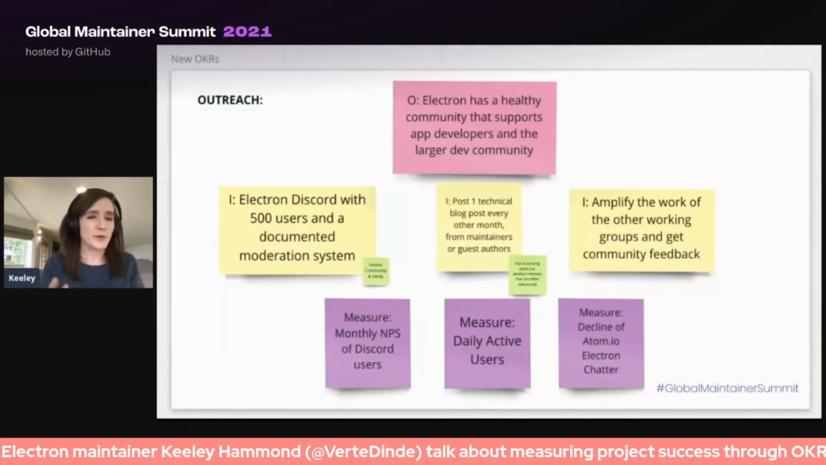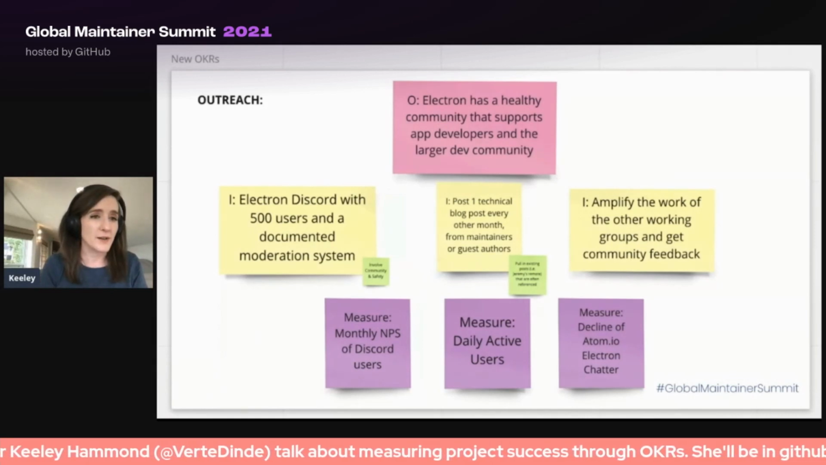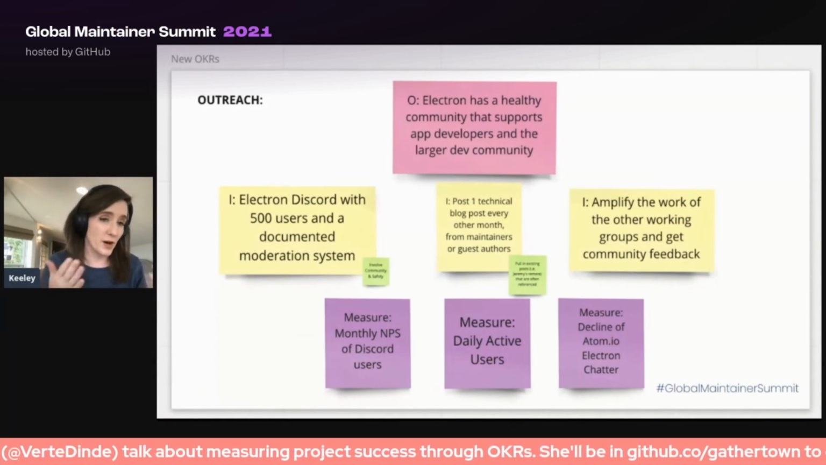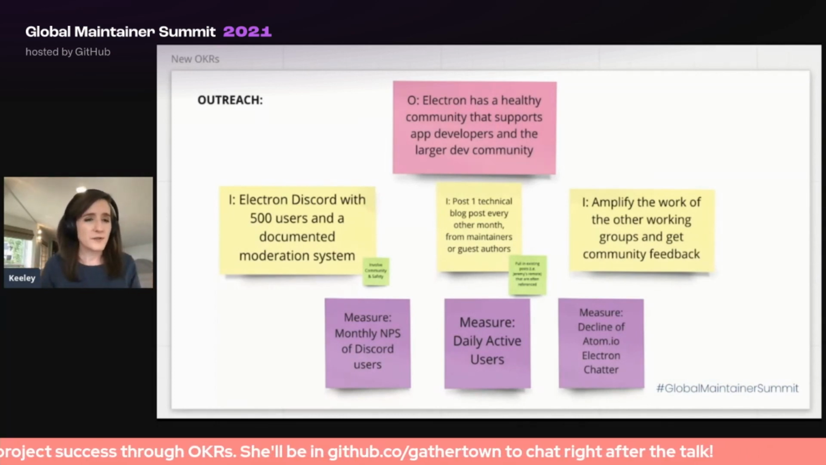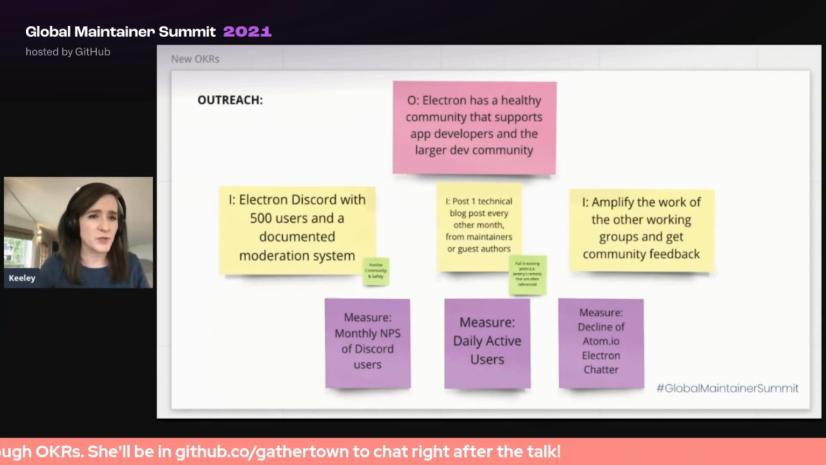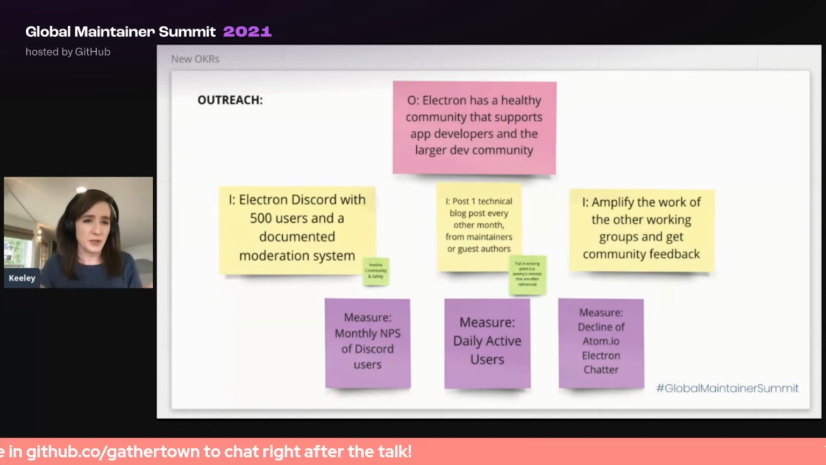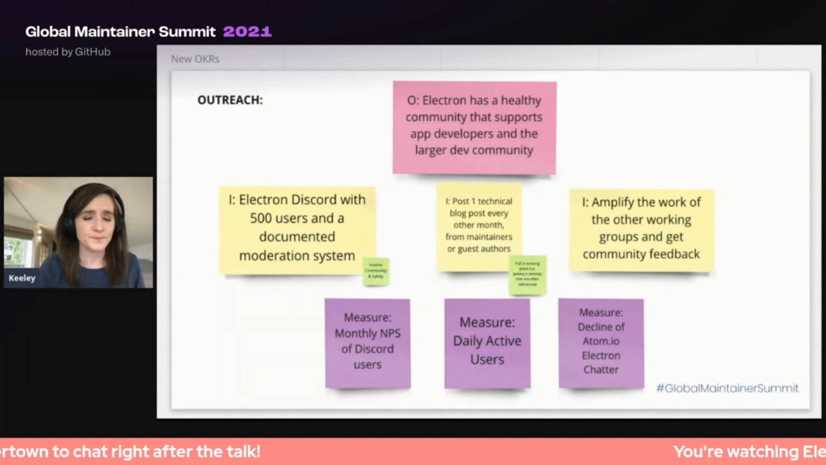So just as an example, these were the OKRs that came out of our outreach working group for our last summit in 2020. And we have an objective, and then we have 3 initiatives that we really want to move forward to achieve the objective. And we also have 3 ways to measure if we're successful or not.